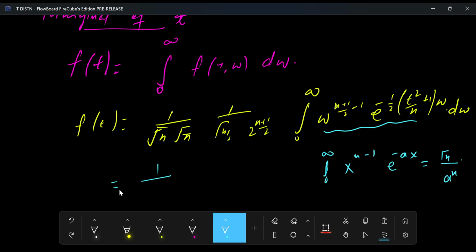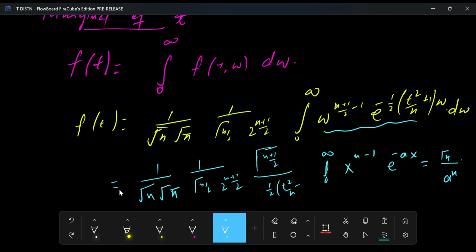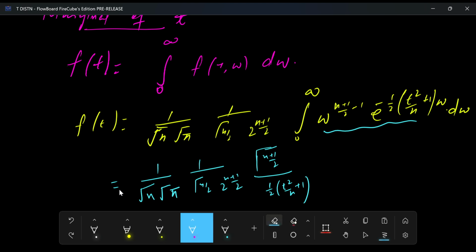So this will be equal to, once we find this integral, 1 upon under root n under root pi, 1 upon gamma n by 2, gamma (n plus 1) divided by 2, divided by a, where a is 1 by 2 (1 plus t square upon n), raised to the power (n plus 1) divided by 2. Now the range will be from minus infinity to infinity.